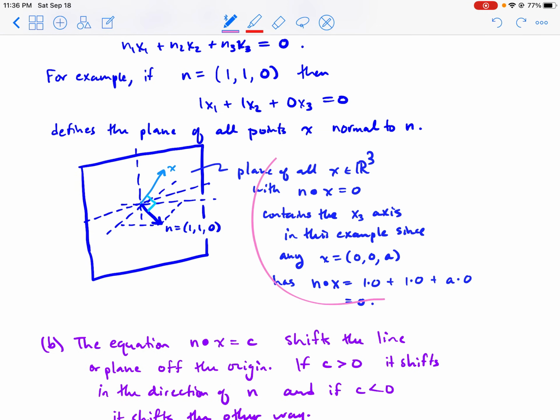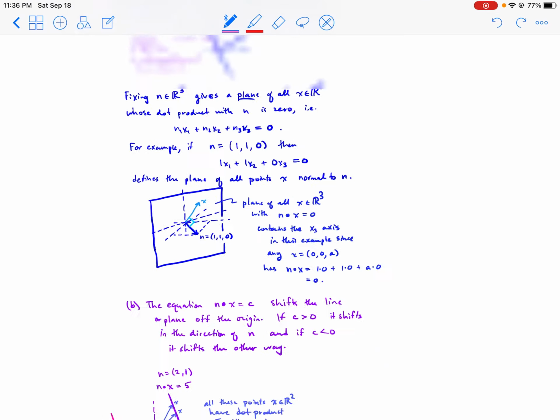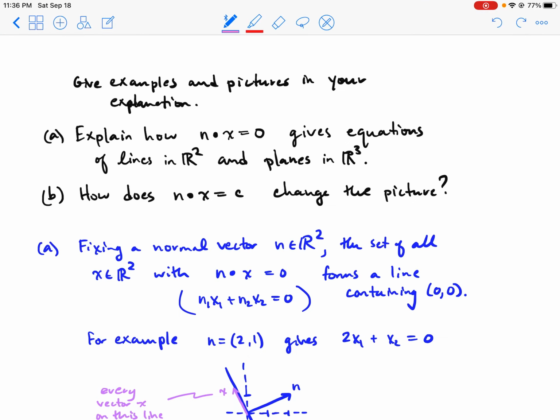You don't have to talk about this specific example, but this was my way of talking about an example in detail. Okay, so that explains how n dot x equals 0 gives equations of lines and planes.